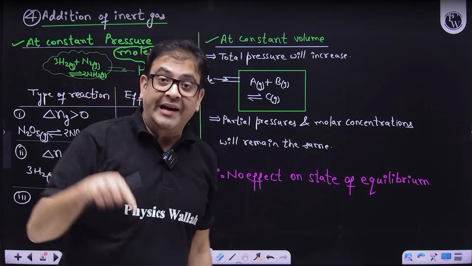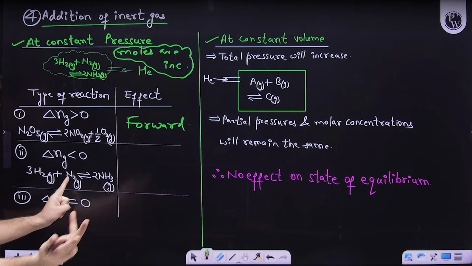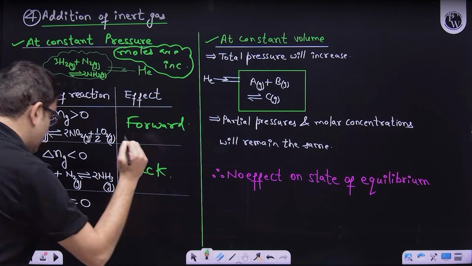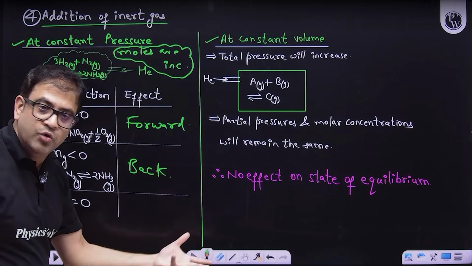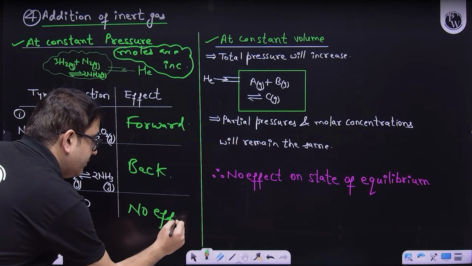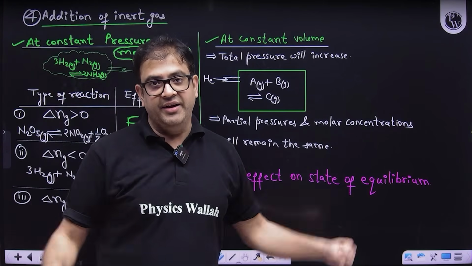But in order to attain equilibrium, where will it move? Forward. Here, where are moles increasing? Sir, backward. And here, where are moles increasing? Nowhere. So again, equilibrium will not be affected. The ball will remain where it is.